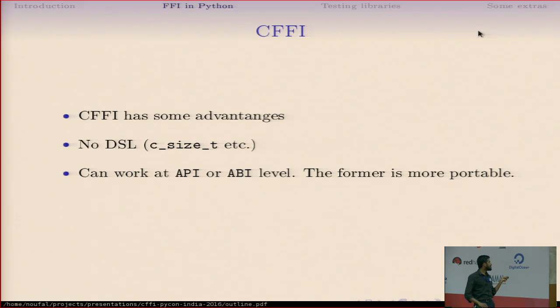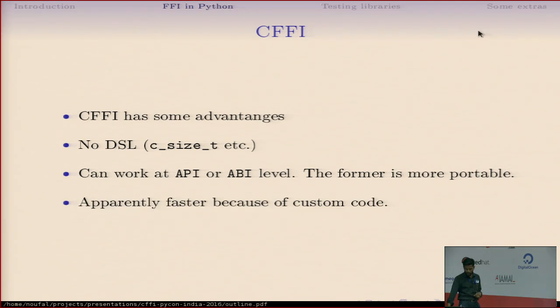CFFI, on the other hand, can work with ABI or API. I'll show you both as examples, and you'll understand what that means. API is more portable, but the problem is you need a C compiler. ABI is less portable, but you can just download and start using it if you have the SO from your package manager or wherever. It's also faster, so I'll show you that also.